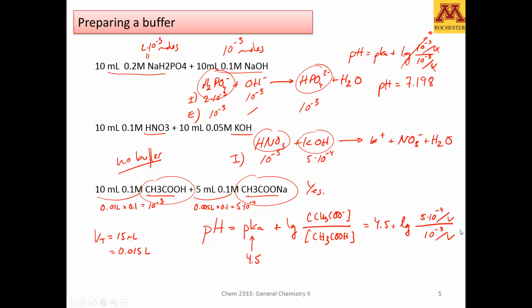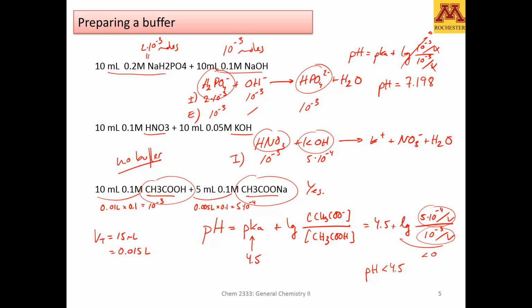Alright, notice that this numerator is smaller than the denominator. This ratio will be smaller than 1. The logarithm of something smaller than 1 is negative, so you know that the pH will be a little bit lower than 4.5, which makes sense. Makes sense because you have more acid than base. If you have more acid than base, actually twice as much, expect the pH to be a little bit more acidic than when you have a 50-50 distribution.